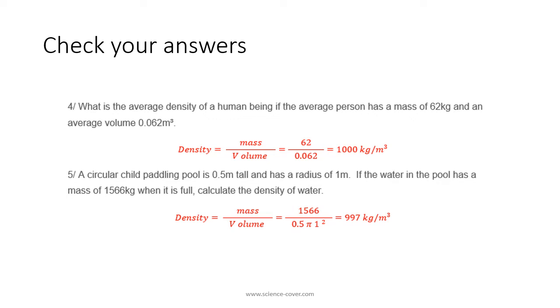A circular child paddling pool is 0.5 meters tall and has a radius of 1 meter. If the water in the pool has a mass of 1566 kilograms when it is full, calculate the density of the water.